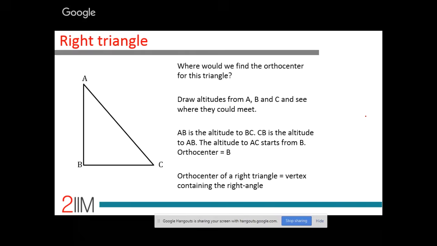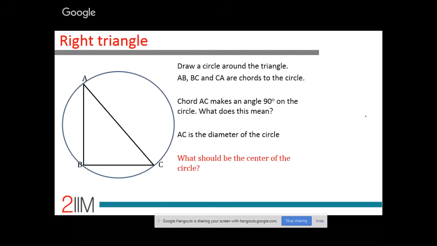Let's draw a circle around this triangle. If we draw a circle around this triangle, AB, BC, and CA are chords of the circle. Now this AC is a chord which, funnily enough, makes an angle of 90 degrees on the circle. So AC is a diameter. So the center will be, which is also what for the triangle? Circumcenter. So the circumcenter of a right angle triangle is the midpoint of the hypotenuse.